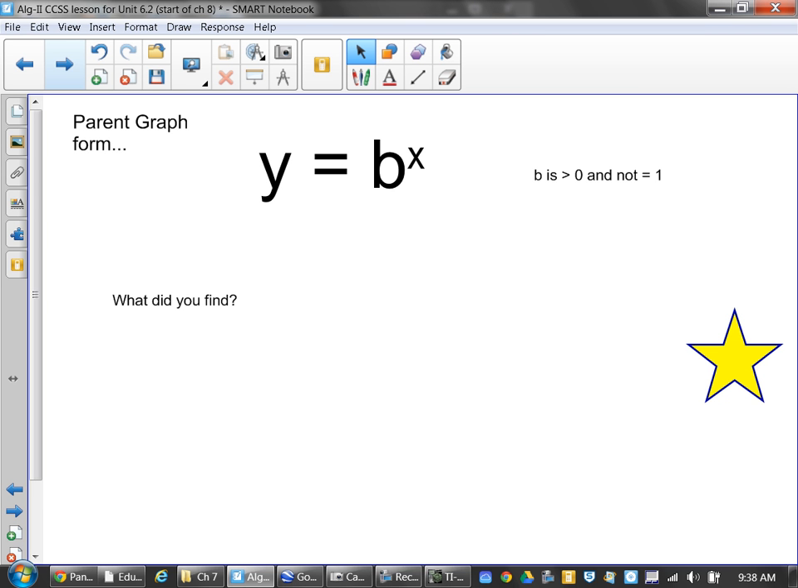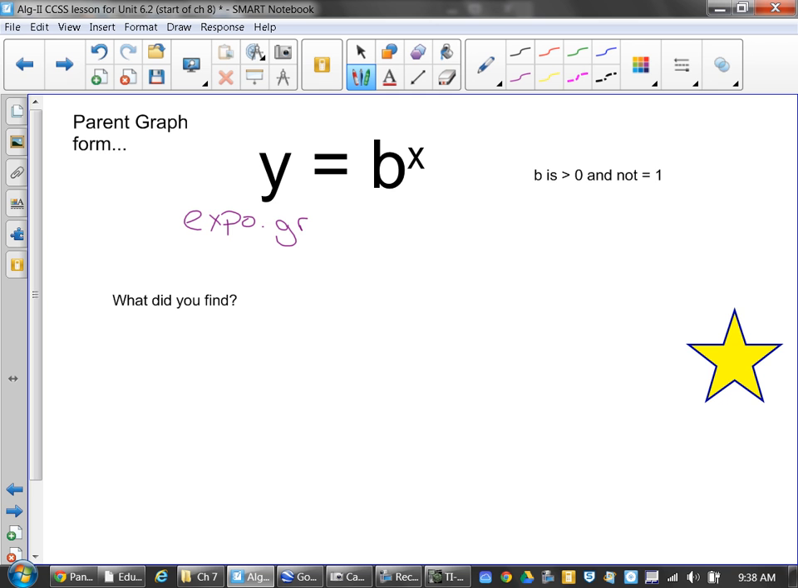Why don't we say it's 1 to the x? What do you think that graph would look like? Yeah, it'd just be a line. Exactly. So this is your exponential growth model. But notice I'm calling it the parent function, because what do you think we're going to do to this eventually? Shift it. When we shift it, what do we do? H's and K's. So we'll have H's and K's added to it.